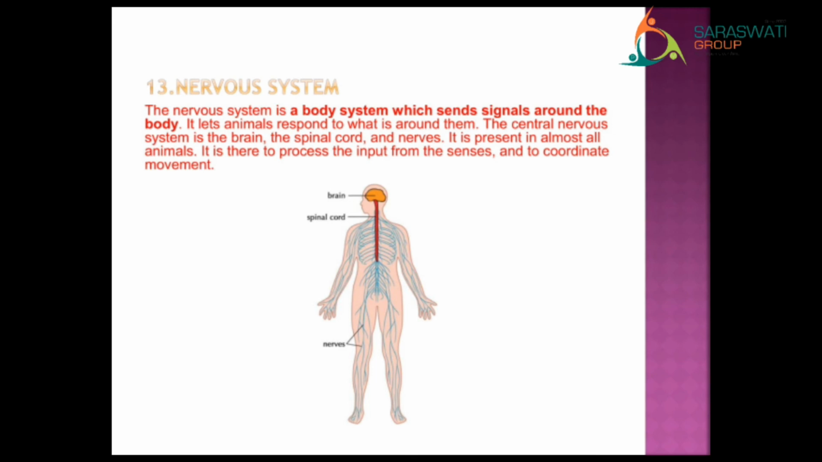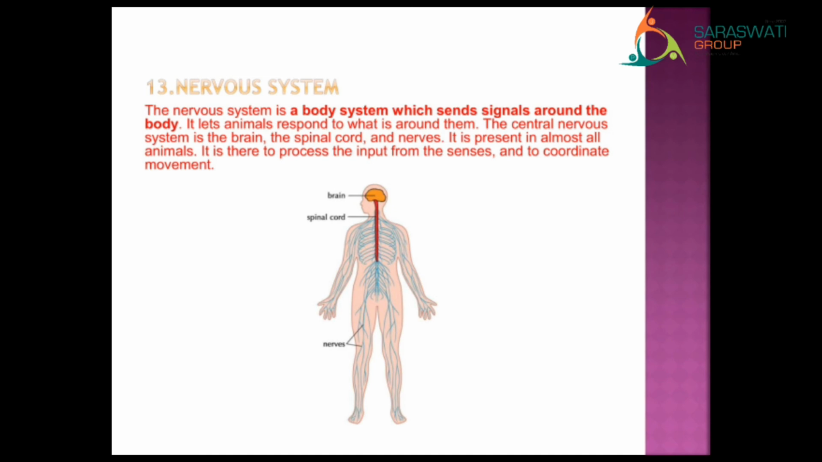The central nervous system is the brain, the spinal cord and nerves. It is present in almost all animals. It is there to process the input from the senses and to coordinate movement. Like we can say that a train has many bogies, right? All the bogies move in the same direction. What pulls the bogies together? It is the engine that pulls the entire train, right?